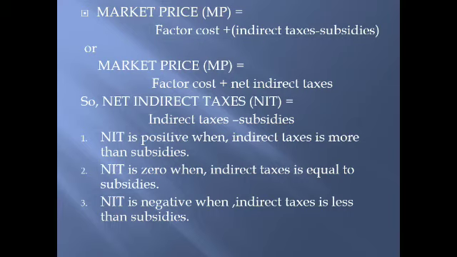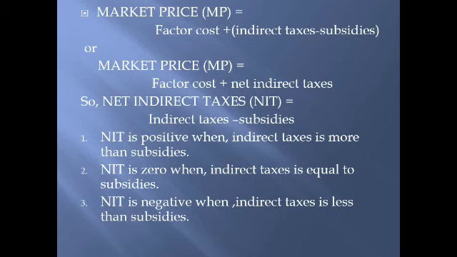Now, when is NIT positive? Net indirect taxes is positive when indirect taxes is more than subsidies. You are subtracting subsidies from indirect taxes. So when indirect taxes is more and subsidies is less, then NIT will be positive. Then when can NIT be zero? NIT will be zero when both indirect taxes and subsidies are the same. When the same value is subtracted from a particular value, then we will get zero. So NIT will be zero when indirect taxes and subsidies both are equal.